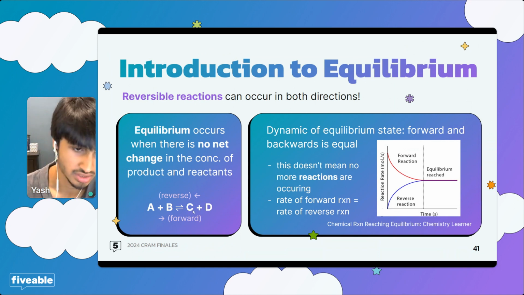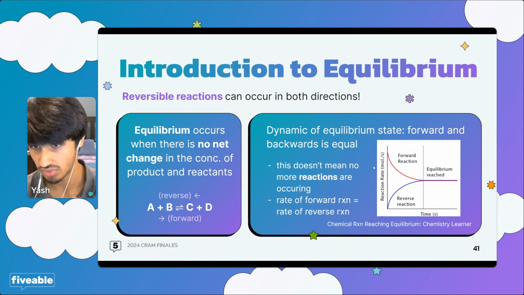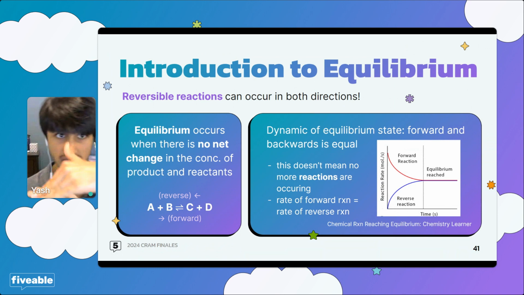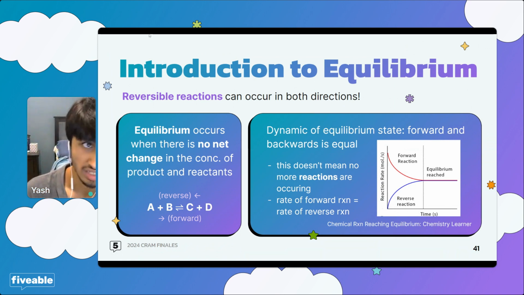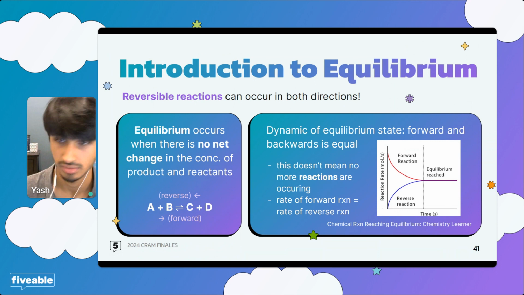And as you get products, some of those products will react to form reactants, go backwards. So the reverse reaction rate will also increase. And then eventually, these reaction rates will come to a point where they meet, and at the point where they meet and become the same exact value, you will reach equilibrium. Now remember, at equilibrium, reaction is still happening. It's just there's no net change. There'll definitely be one MCQ about that.